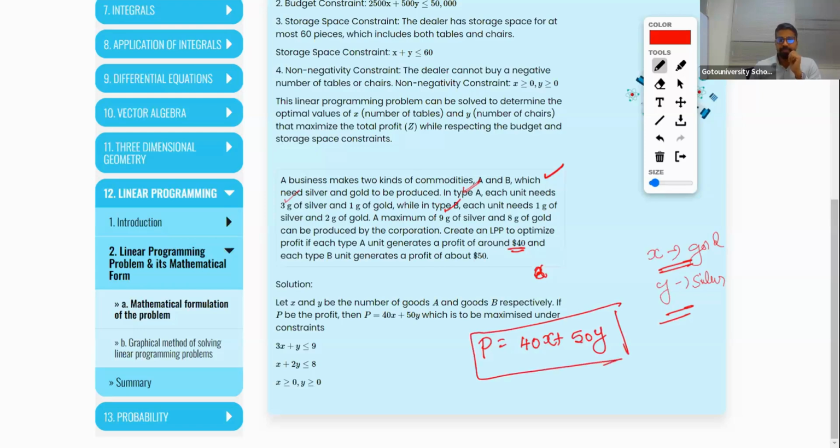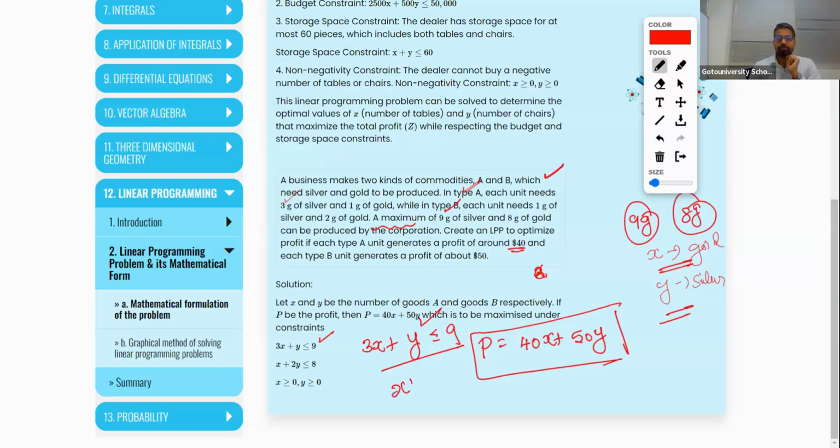We have to maximize this under these constraints. How these constraints came is, 3 gram of silver and 1 gram of gold cannot exceed 9. Why 9? We have to understand a maximum of 9 gram of silver and 8 gram of gold can be produced by the corporation. So totally we can produce only 9 gram or 8 gram. That's why one of the constraints is this.